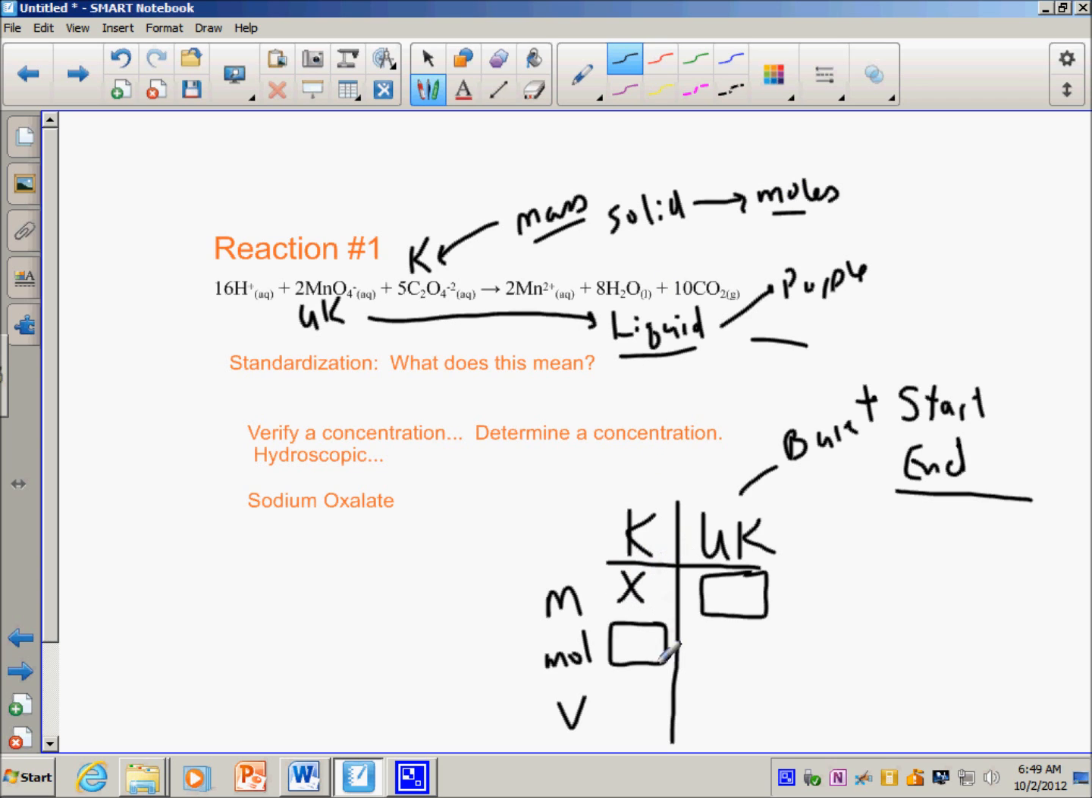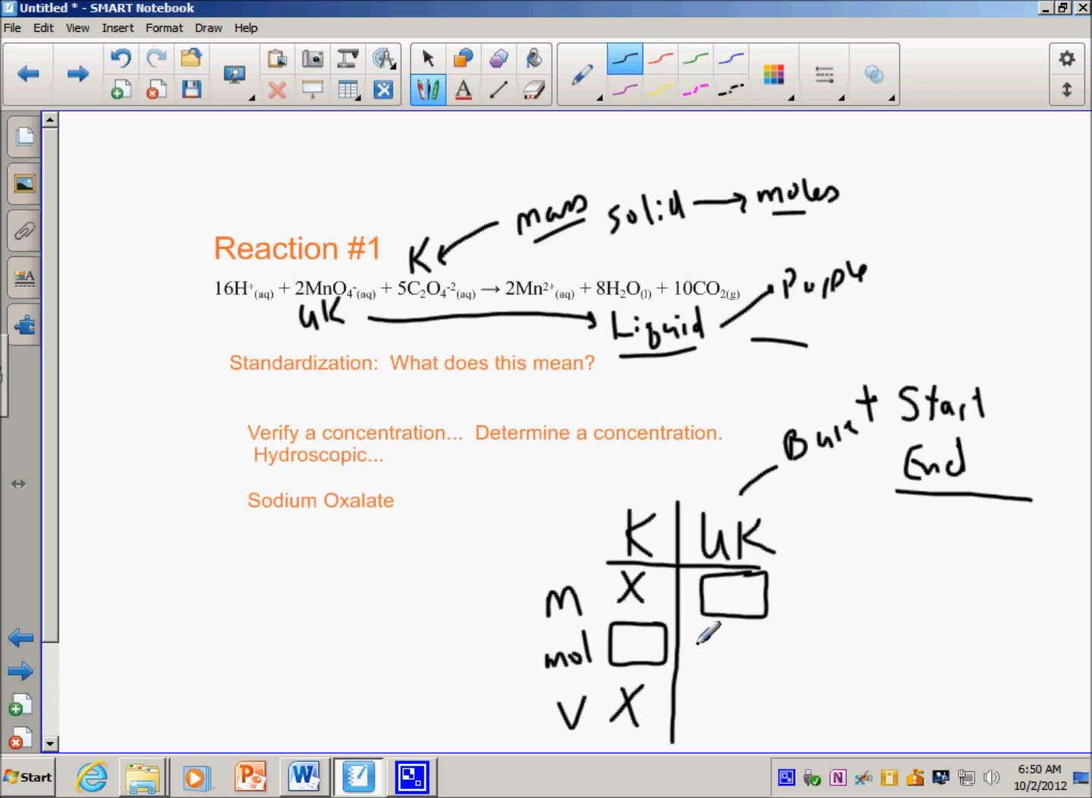The volume really is not a concern for us at this point. What I want to find out is how many moles. Well, I know how many moles are in there, but in this case I want to find the moles of my unknown. This is a 5:2 ratio. So when I reach my equivalency point, it is going to be a 2:5 ratio to these moles.